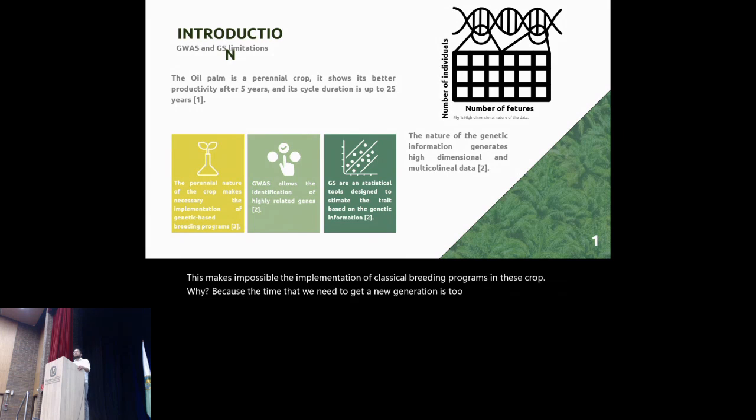In these cases, we use other types of programs, the genomic-based programs. In those programs, we use statistical tools to add the genetic information to the process in order to obtain new variants of our plants faster. But those statistical methods have many problems related with the data. In this case, we're going to deal with high-dimensional data and also with multicollinearity in our data, given by the nature of the genetic information.